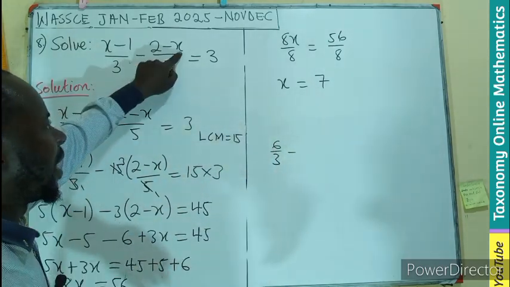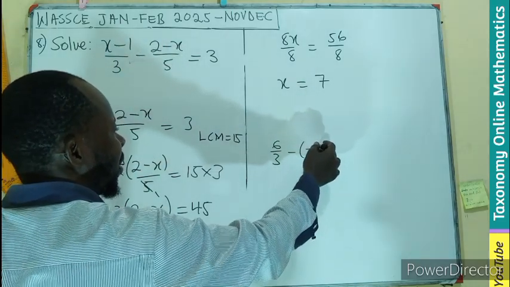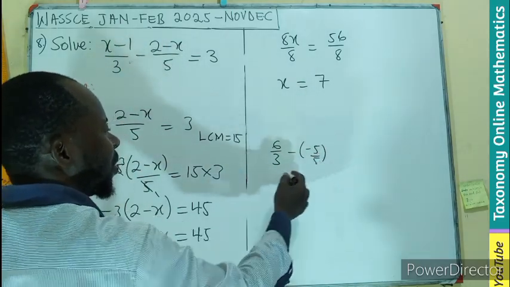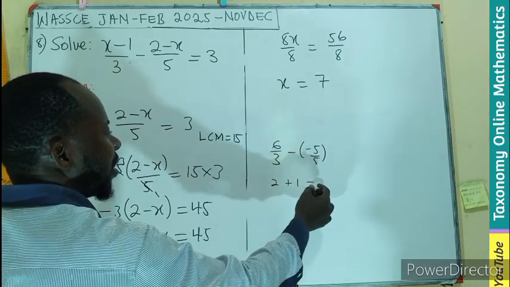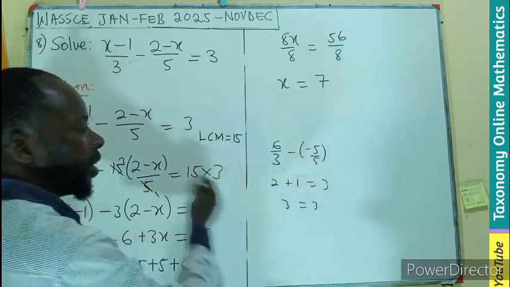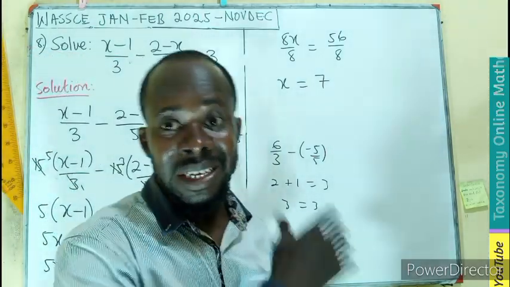So if we put the 7 here, I should be having 6 on 3. If I put the 7 here, 2 minus 7 will have given me minus 5 on 5. That will be 2 plus 1. That will be 3 equals what? 3. So the value of x is actually what? 7, as we have. This is just by the check.